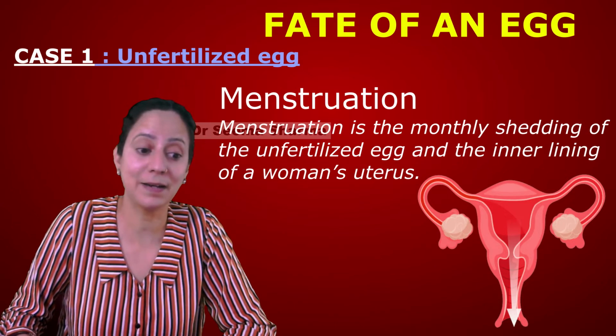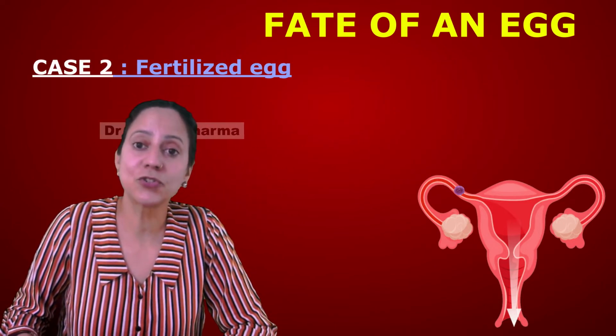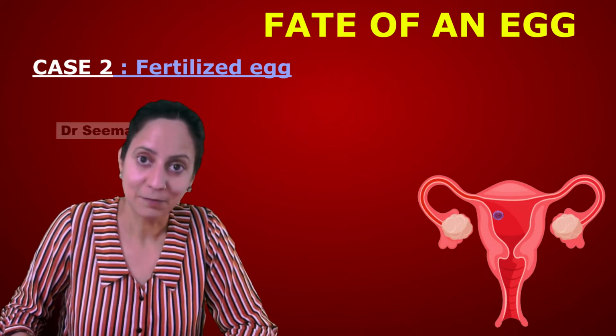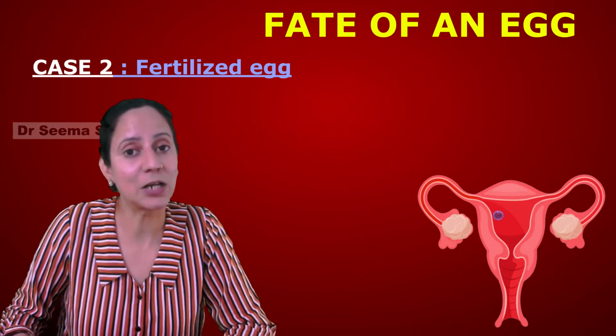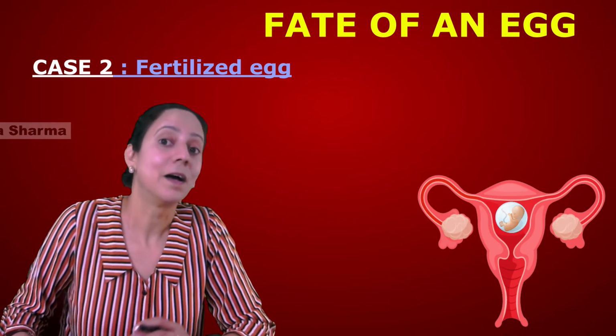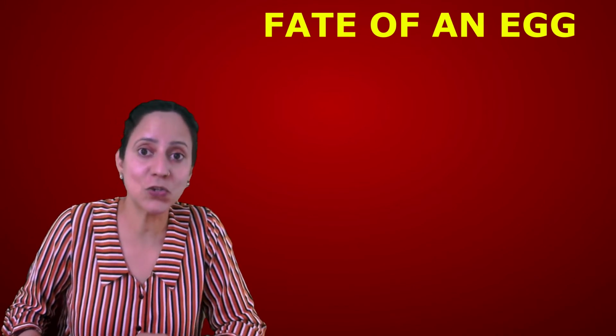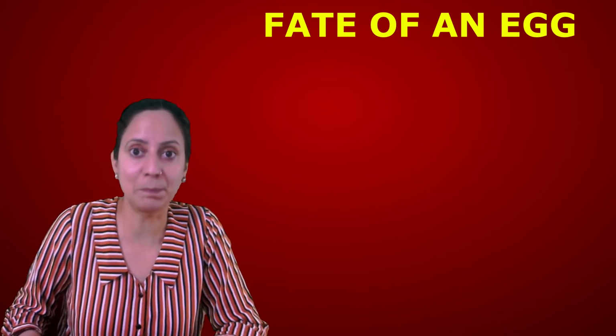On the other hand, if the egg is a fertilized one, then the menstruation stops, and that fertilized egg or zygote gradually transforms into embryo, embryo transforms into fetus, and then the young one is delivered. I'm sure many of your queries will be sorted out with the help of this comparative account.